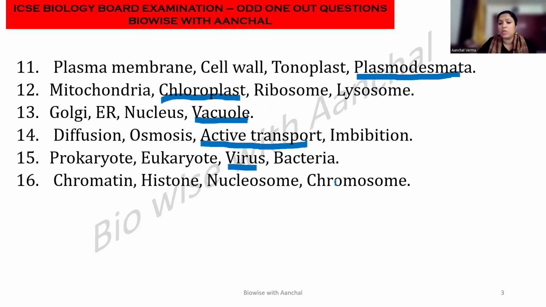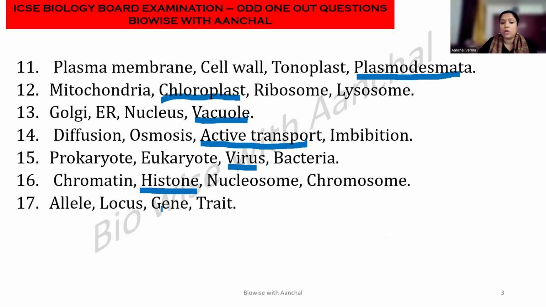Chromatin, histone, nucleosome, and chromosome. Now, chromatin fibers, nucleosomes are the basic units of chromosomes. Then chromatin condenses to form chromosomes. So, all these are the components of the chromosome. But histone is a protein, though it helps in the formation of nucleosome, but it's a protein, right?